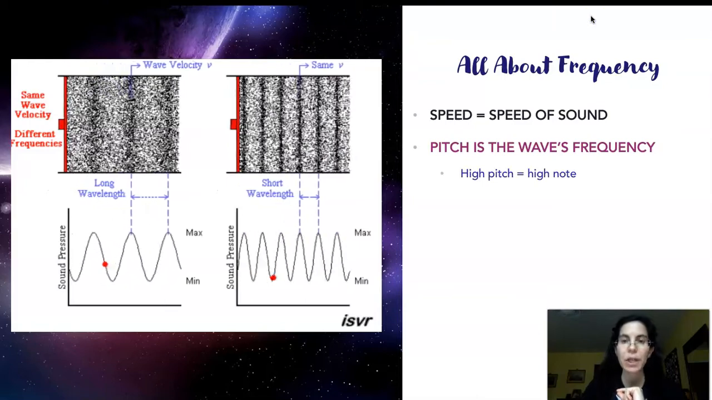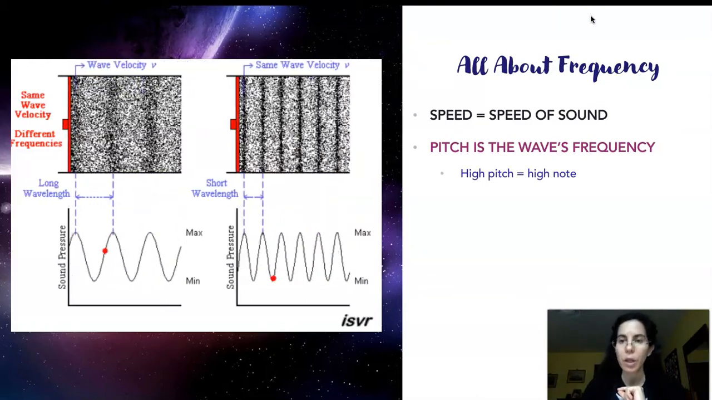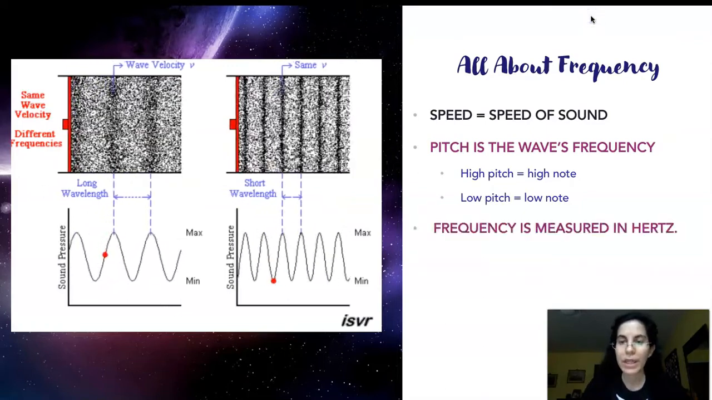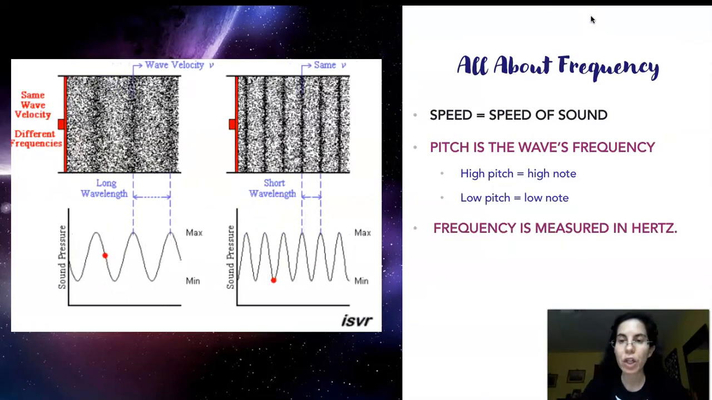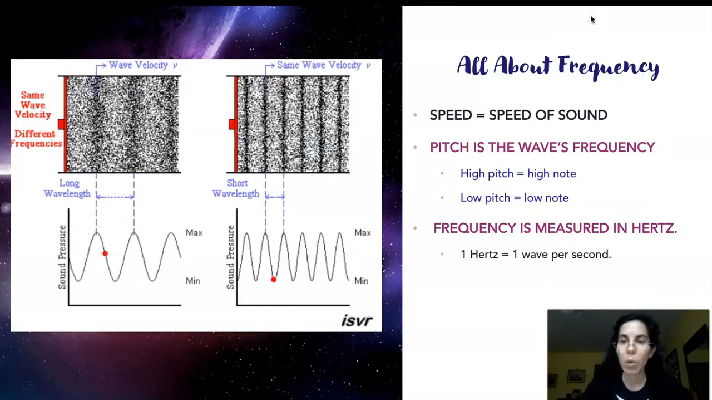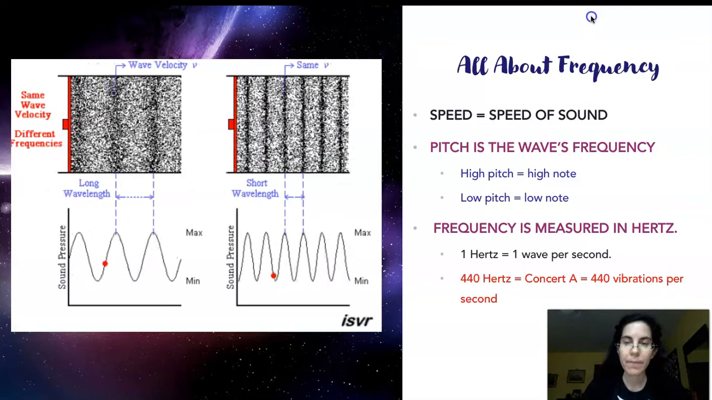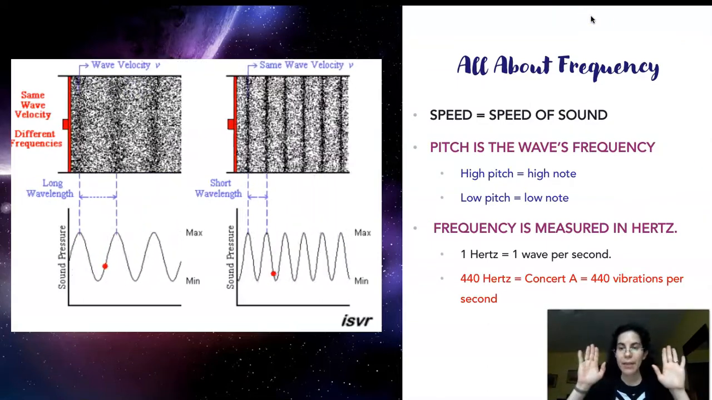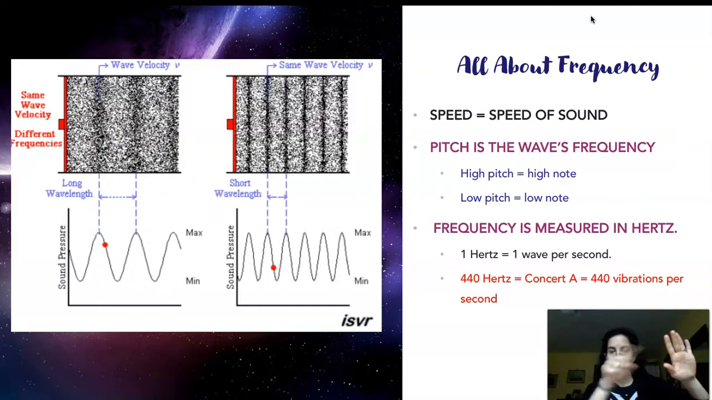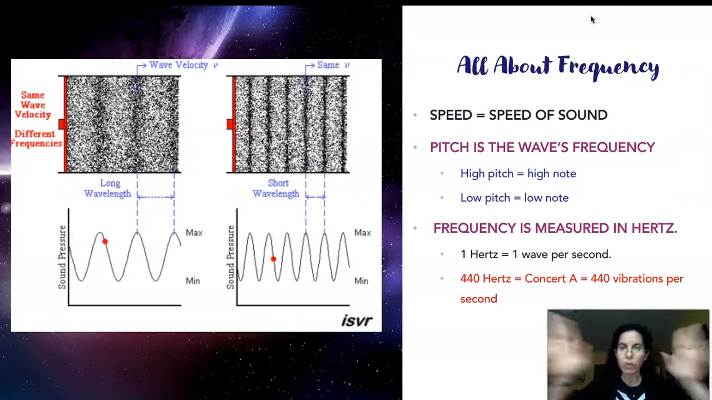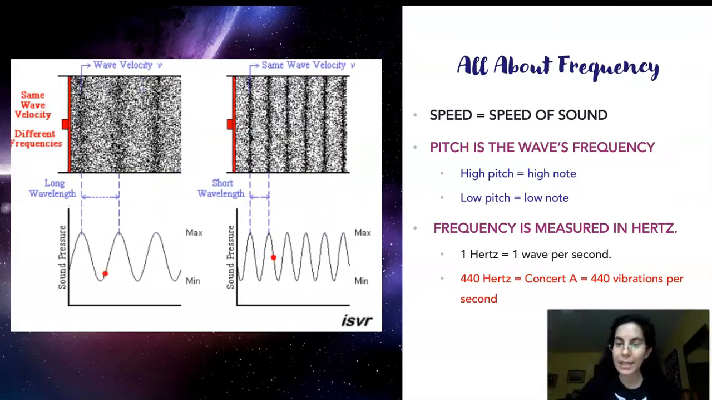A high pitch is a high note. A low pitch is a low note. And everything in between. Frequency is measured in hertz. Hertz are the number of waves per second. 1 hertz is 1 wave per second. 440 hertz, concert A, means that the note is vibrating across the string of the violin or in the throat of the singer who's singing it 440 times every second.